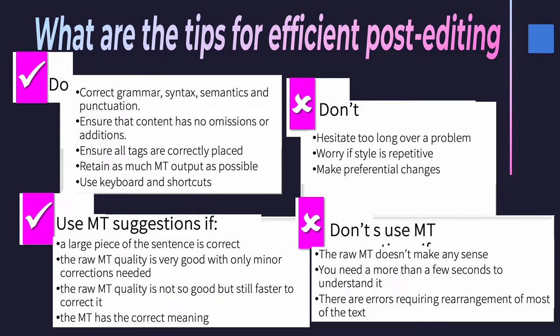Use MT suggestions if a large piece of the sentence is correct, the raw MT quality is very good with only minor corrections needed, the raw MT quality is not so good but still faster to correct it, and the MT has correct meaning. Don't use MT if the raw MT doesn't make any sense, you need more than a few seconds to understand it, and there are errors requiring a rearrangement of most of the text.